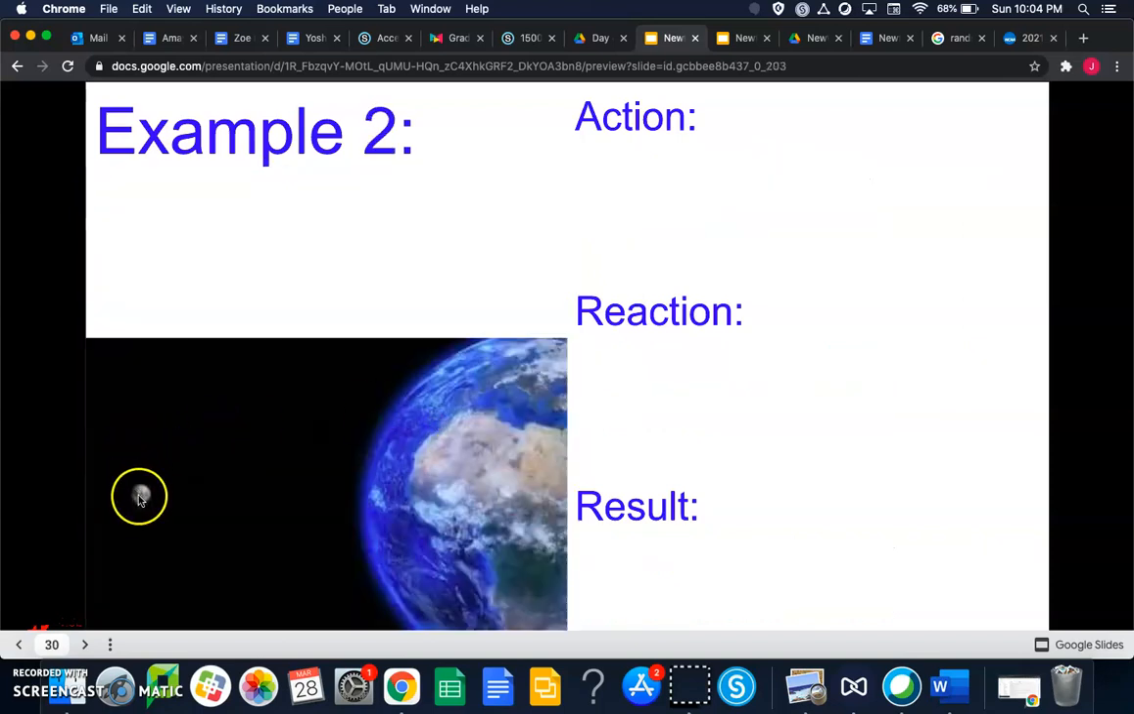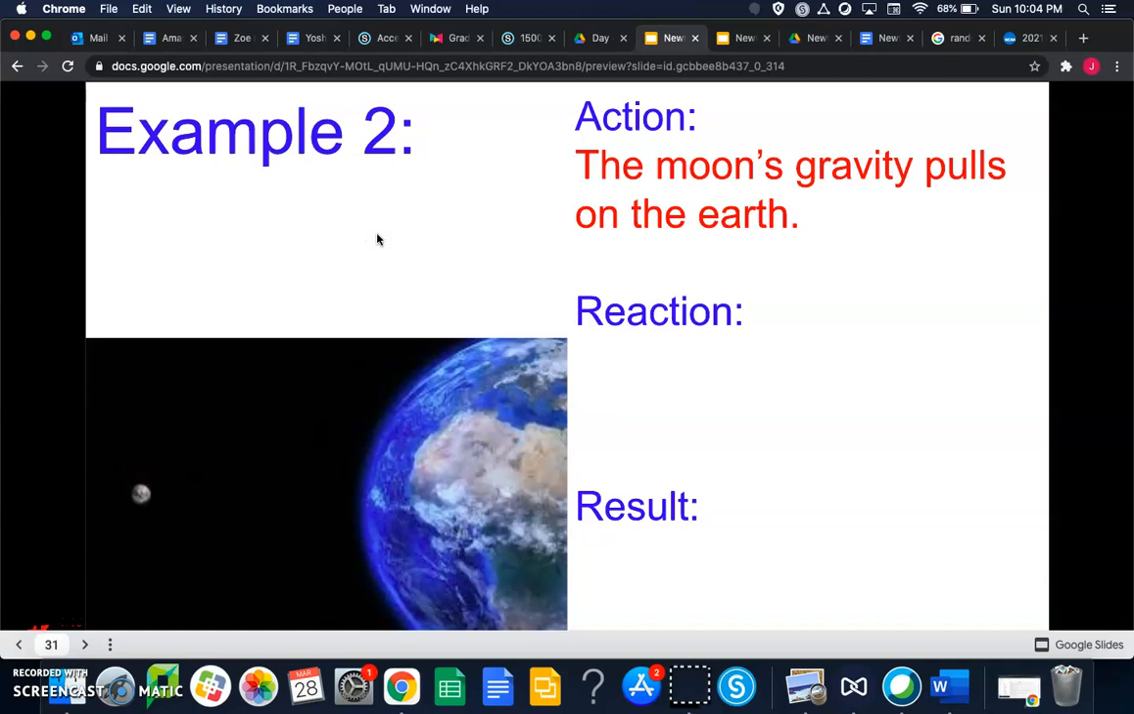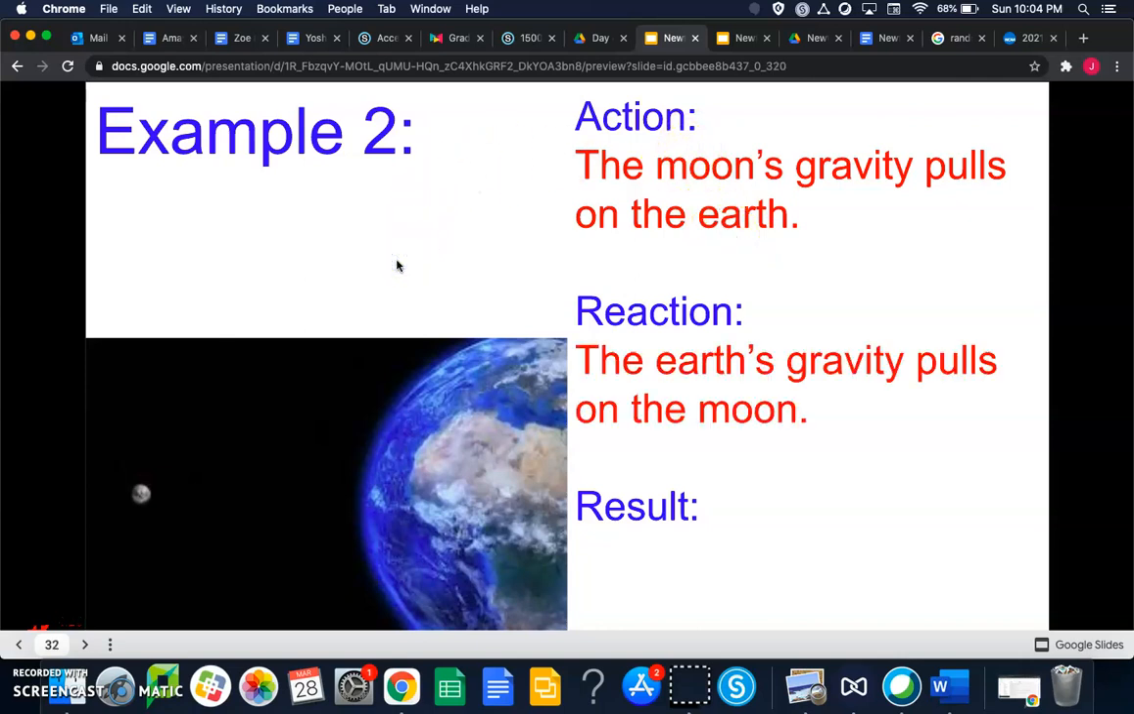Here we've got the moon next to the Earth. The action is the moon's gravity pulls on the Earth. The reaction is just the opposite, so we just switch around the Earth and the moon in this statement: the Earth's gravity pulls on the moon. The result, what happens as a result of this, is that the moon orbits around the Earth.